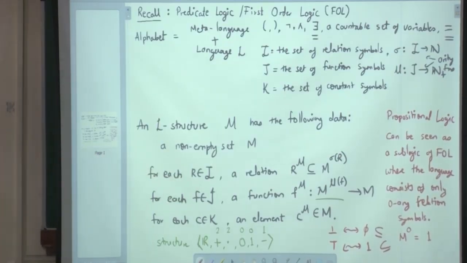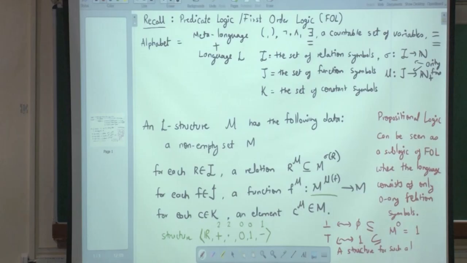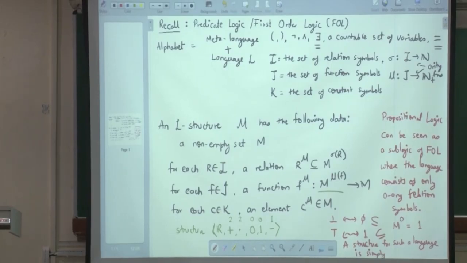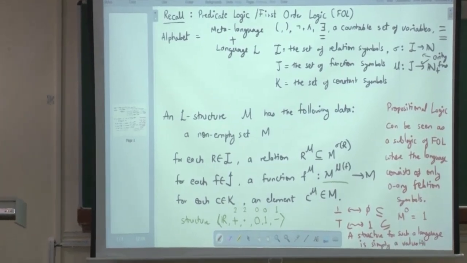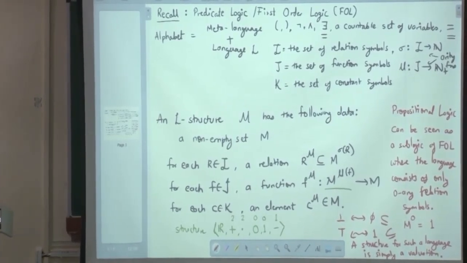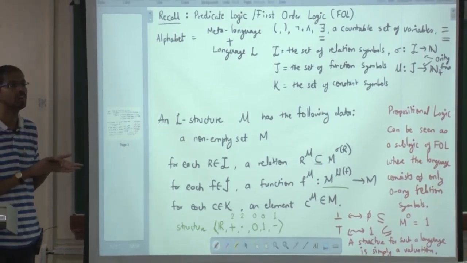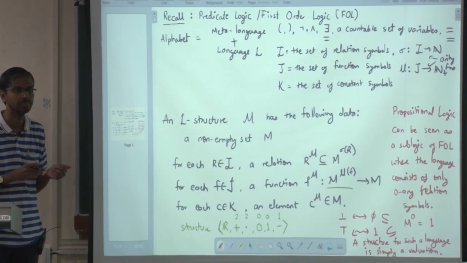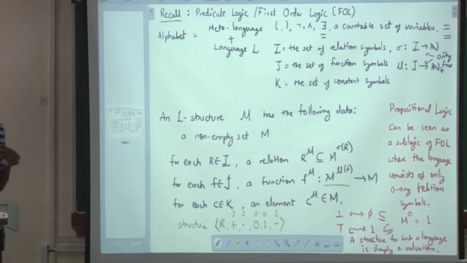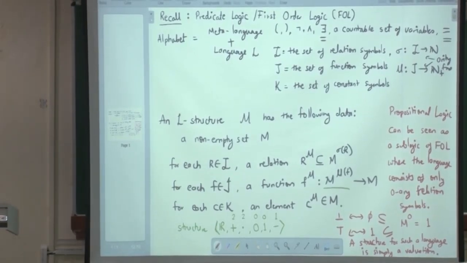You understand? An L structure, a structure for such a language, is simply a valuation. That's all we need to do. So, this is how propositional logic sits perfectly inside predicate logic. Any questions? Okay, let's proceed then.